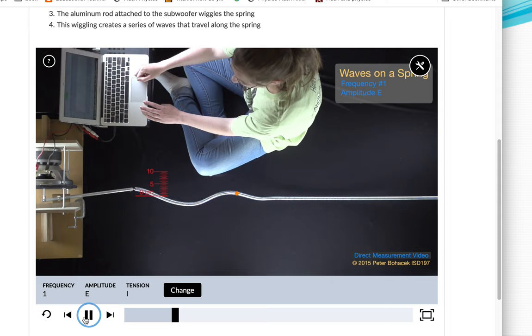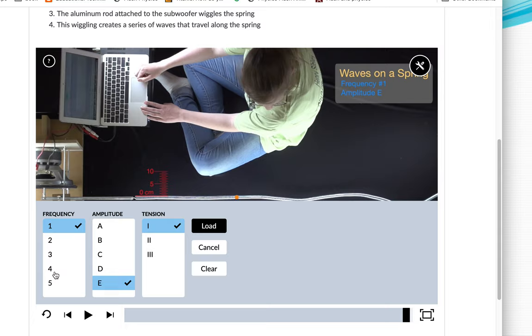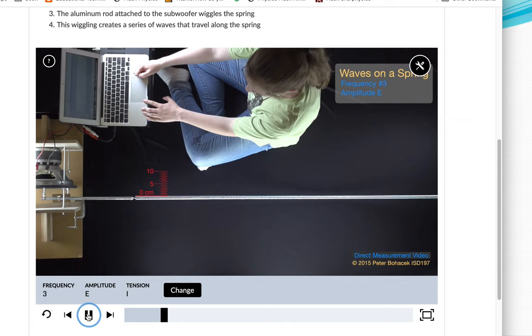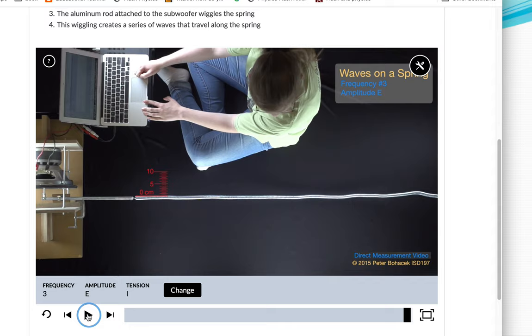Now, that frequency is 1, which means it makes 1 wave every second. If I wanted to make more waves, I would just have to move it faster. If it was my hand, I would just have to move my hand faster. So if I set the frequency to 3, let's say, and we'll load that, it's going to move 3 times faster. It's going to make 3 waves in 1 second. Does it seem like those waves are traveling any faster across the screen? Because it doesn't seem like that to me.